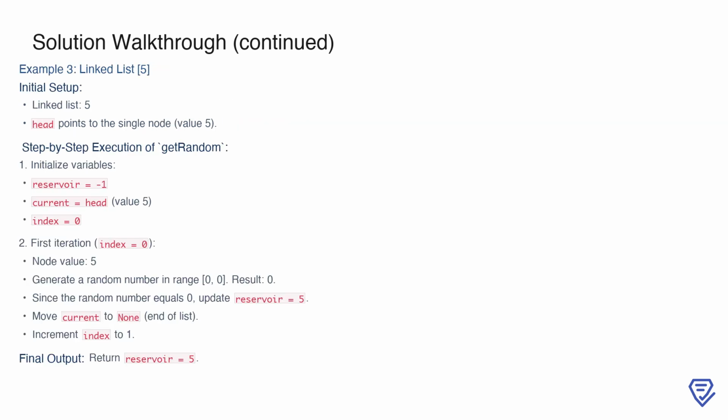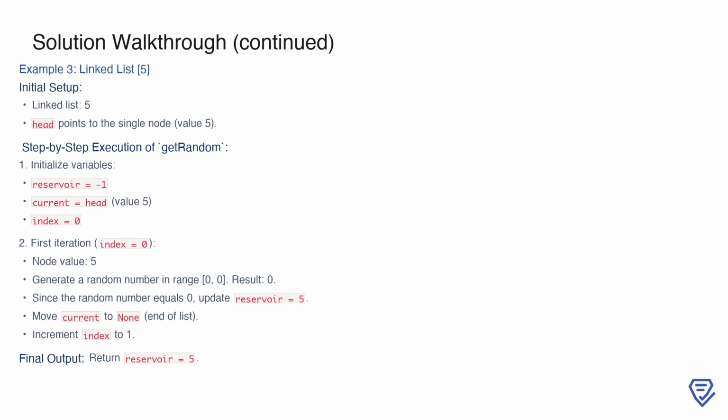Finally, let's look at example 3, where the linked list contains only one node with the value 5. Since there's just one node, the head pointer is set to this single node. As usual, we initialize the variables. Reservoir is set to -1, current is set to head, and index is set to 0.